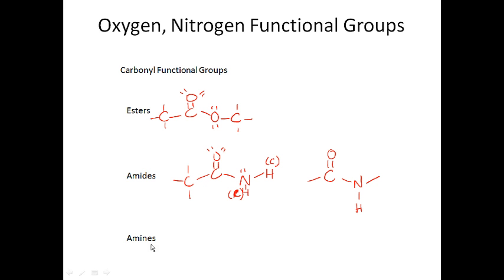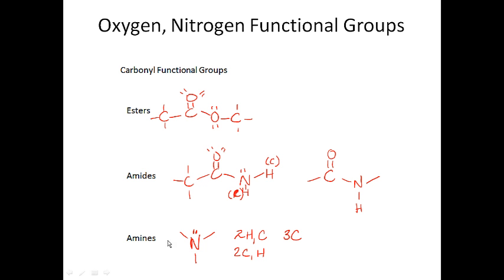Amines are a nitrogen-based functional group that simply has a nitrogen attached to either 2 hydrogens and a carbon group, or 2 carbons and a hydrogen, or it could also be attached to 3 carbon groups. Of course, if there are 3 hydrogens, that's ammonia. So amines are sort of the organic ammonia types of compounds.